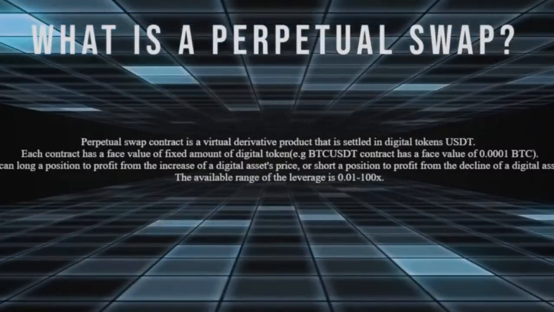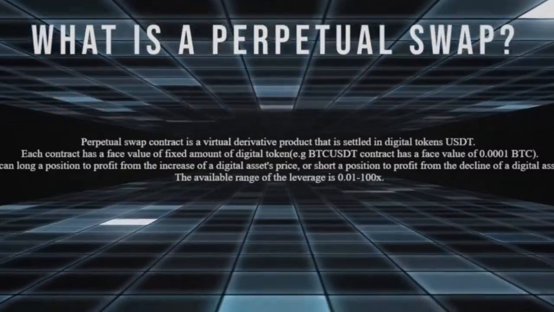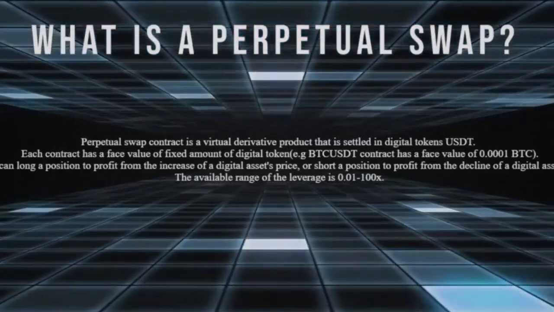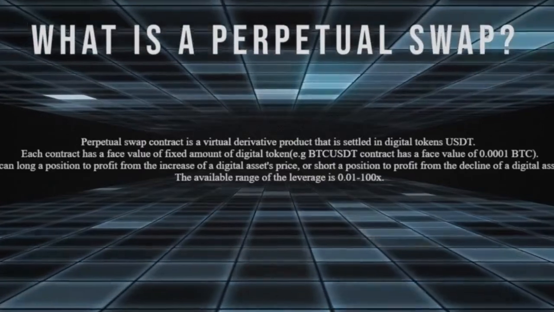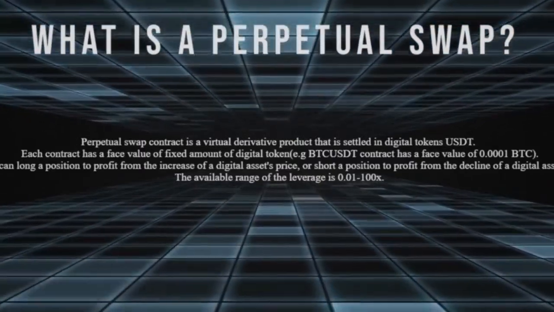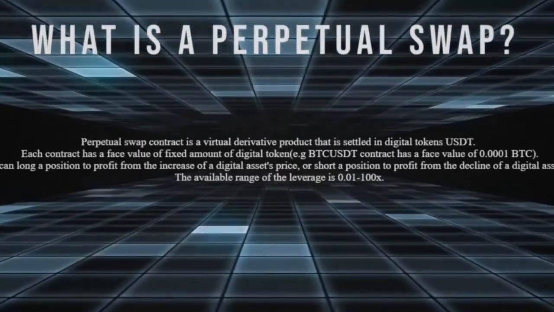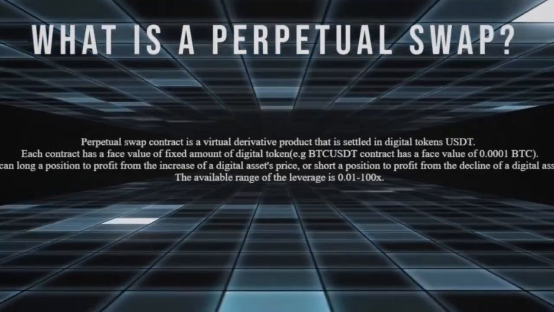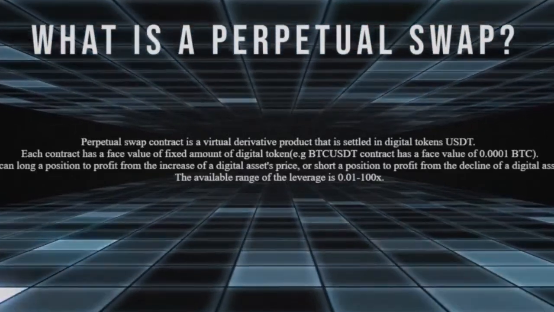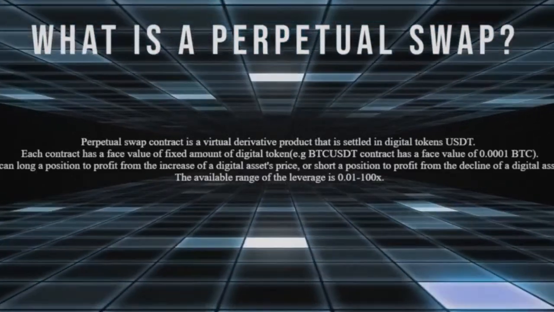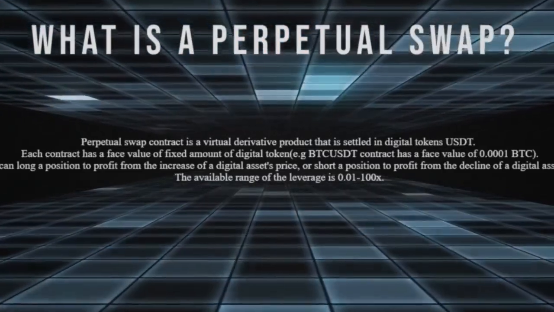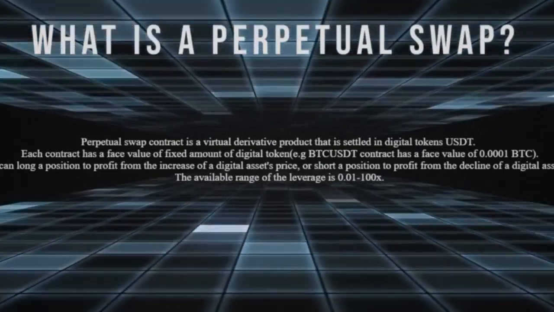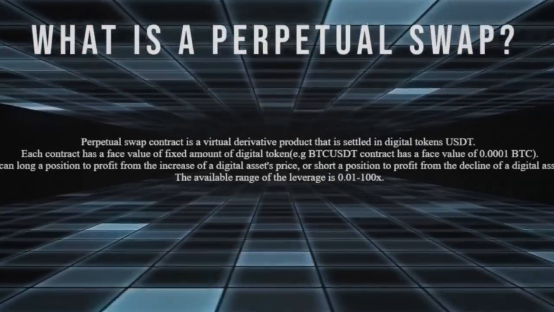So to give you guys a brief overview, perpetual swap contracts is a virtual derivative product that is settled in digital tokens, USDT. Each contract has a face value or fixed amount of digital tokens, and the contract has a face value of 0.0001 BTC. Traders can long a position to profit from the increase of a digital asset's price, or short a position to profit from the decline of a digital asset's price. The available range of leverage on OKX specifically is 0.001 to 100x leverage.